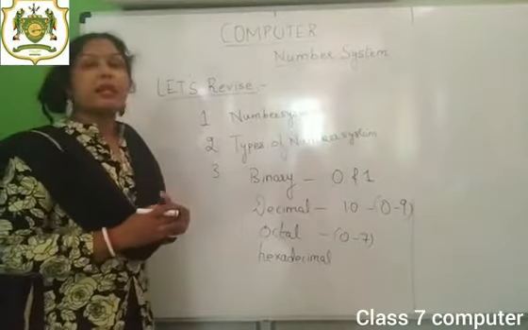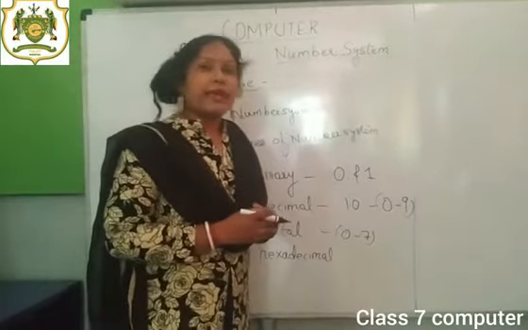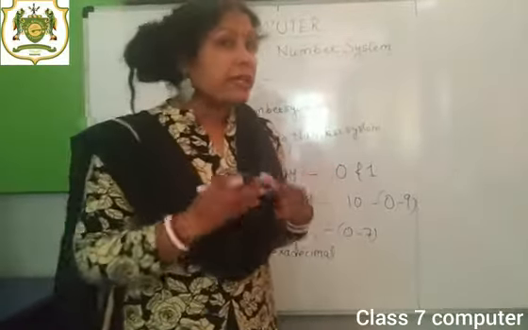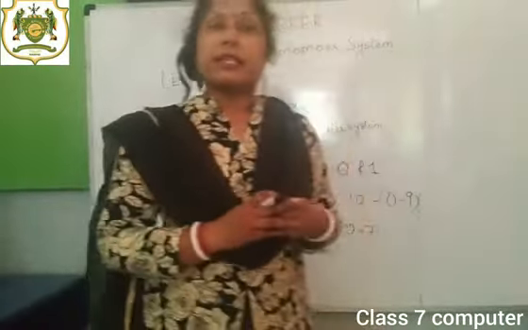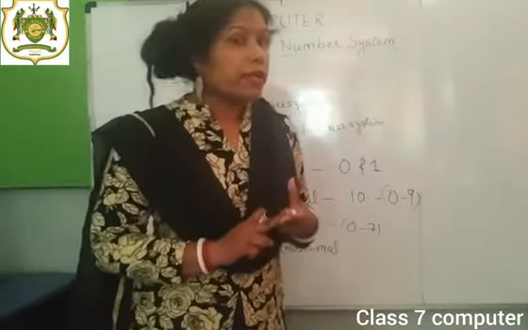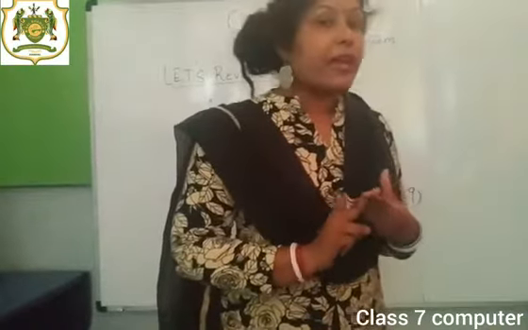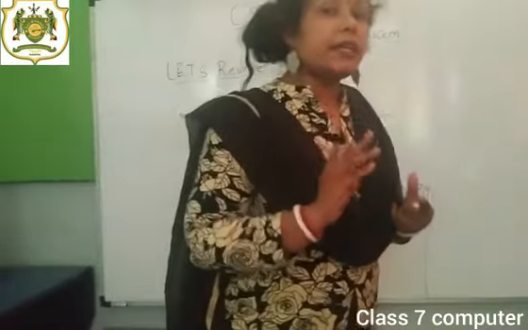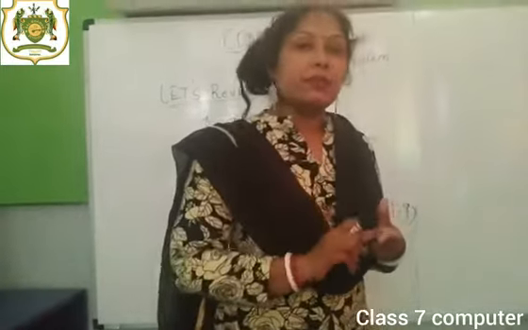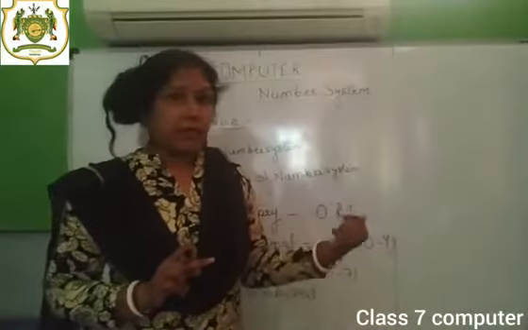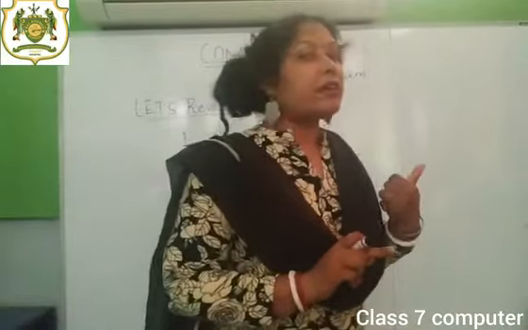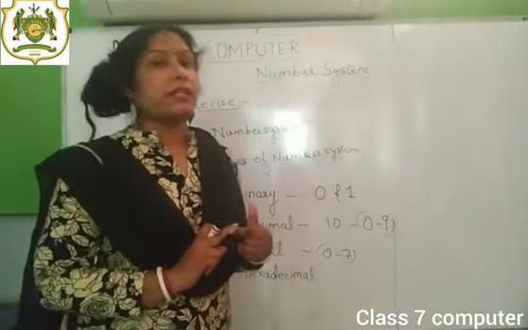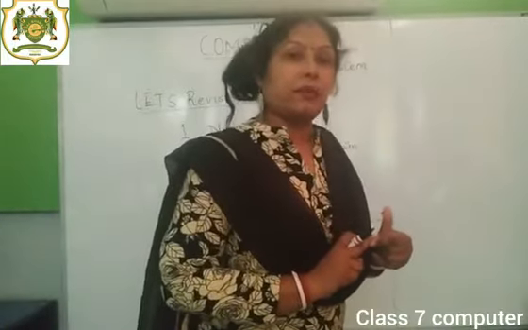The last one is the hexadecimal number system. Hexadecimal number system consists of 16 digits. How can we say 16 digits, class? Like 16 digits in this manner: 0 to 9, 10 digits, and then from alphabets A to F. A, B, C, D, E and F. So like 10 digits from the numbers, and from the alphabets we have the 6 alphabets, and combining both of them we have 16 digits in total in case of hexadecimal number system.